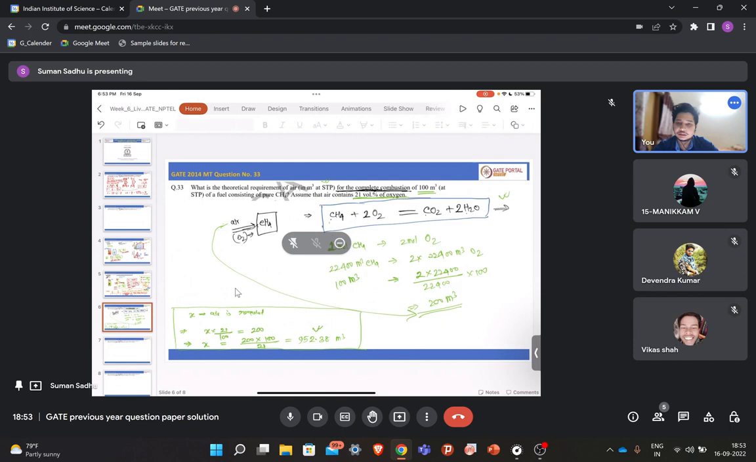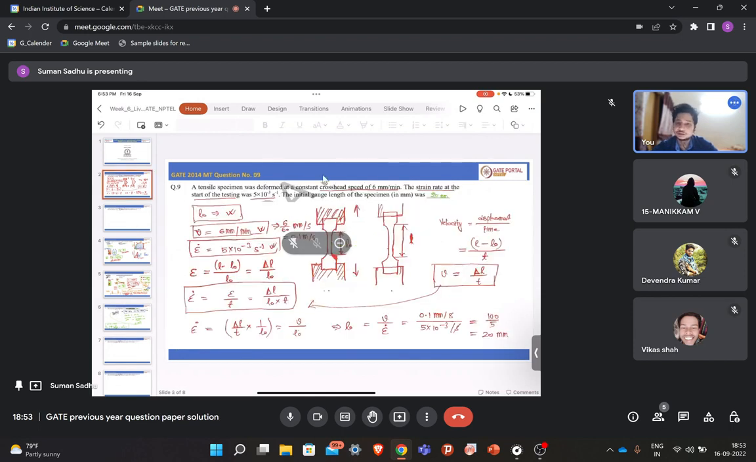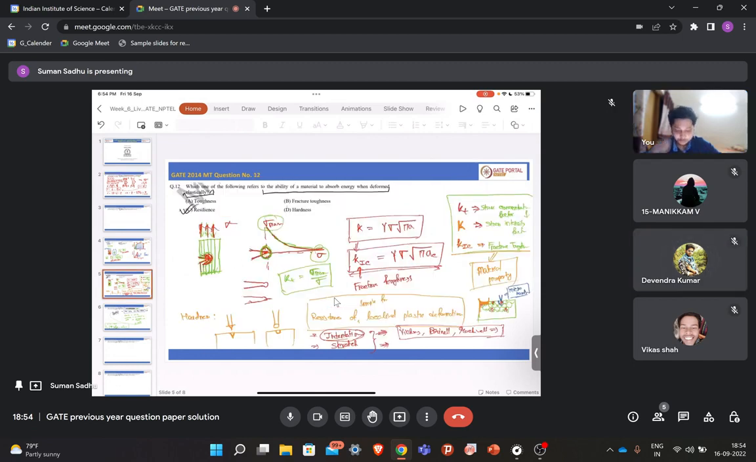So anyone having any difficulty in understanding any of these questions, or any doubt? Yes, sir, please repeat the fracture toughness definition. Okay, you are confused about fracture toughness.